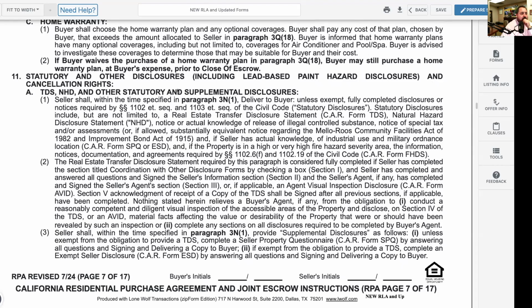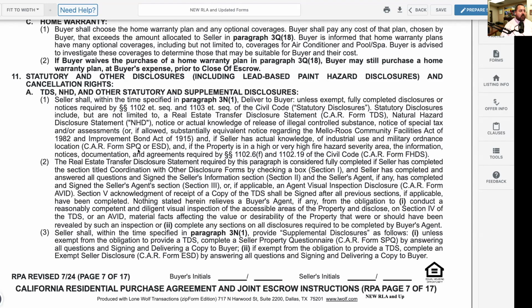This is the statutory disclosures, including lead-based paint hazard. So this is everything that is mandatory. It does not matter whether it is a probate, an REO sale, a trust sale. These disclosures are required. So they have to be provided. Now, for certain things, an SPQ will be replaced by an ESD. A TDS may not be required, but a natural hazard disclosure is, and a lead-based paint is, and that ESD, the exempt seller's disclosure, is.